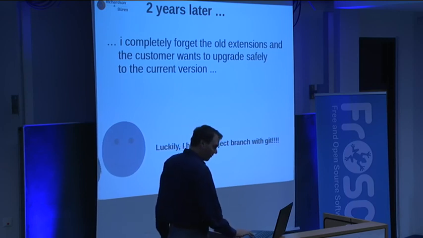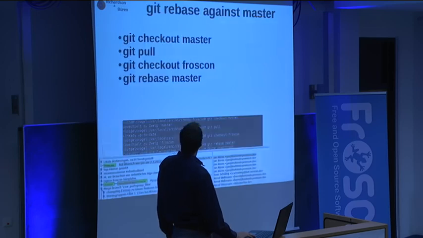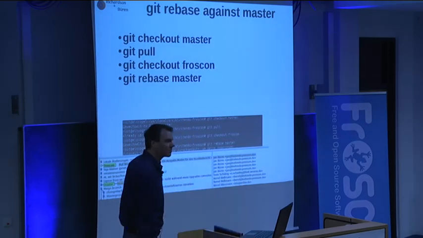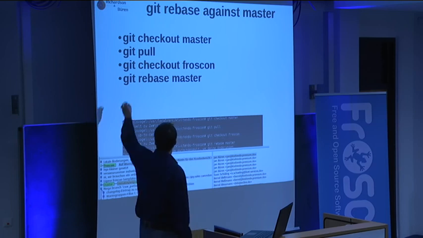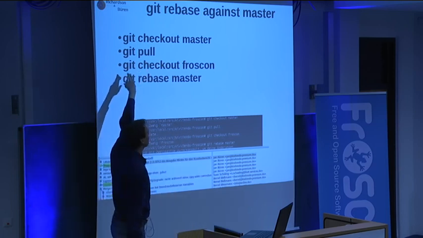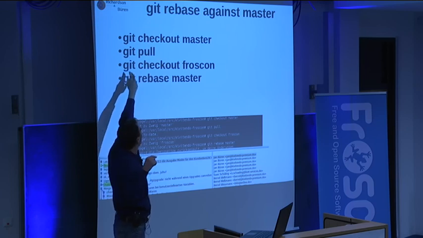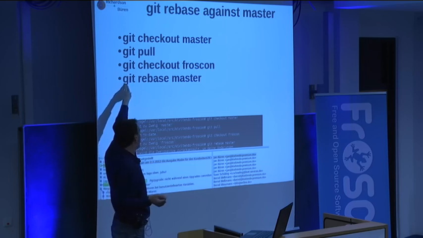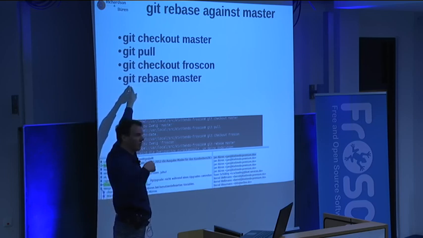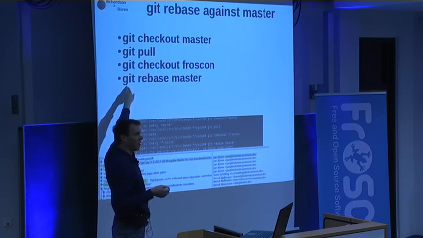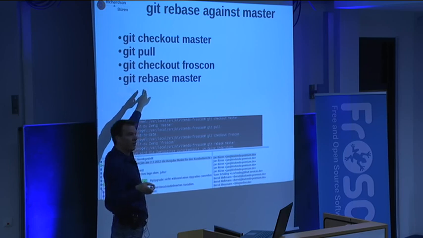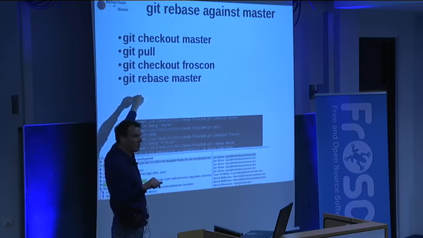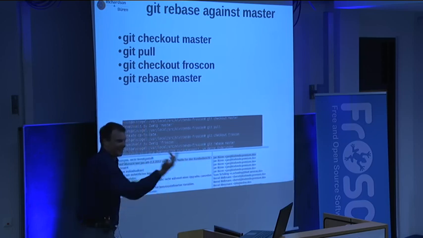What I always do, and find very convenient, and I don't know if you do that, is rebase against master. I check out the master, I make a pull from GitHub, and then I switch back to my local branch, and then I rebase against master. So did anyone do this before, rebasing? You did. Okay, you usually merge. Or did anyone merge with Git? Oh yeah, okay, merges.